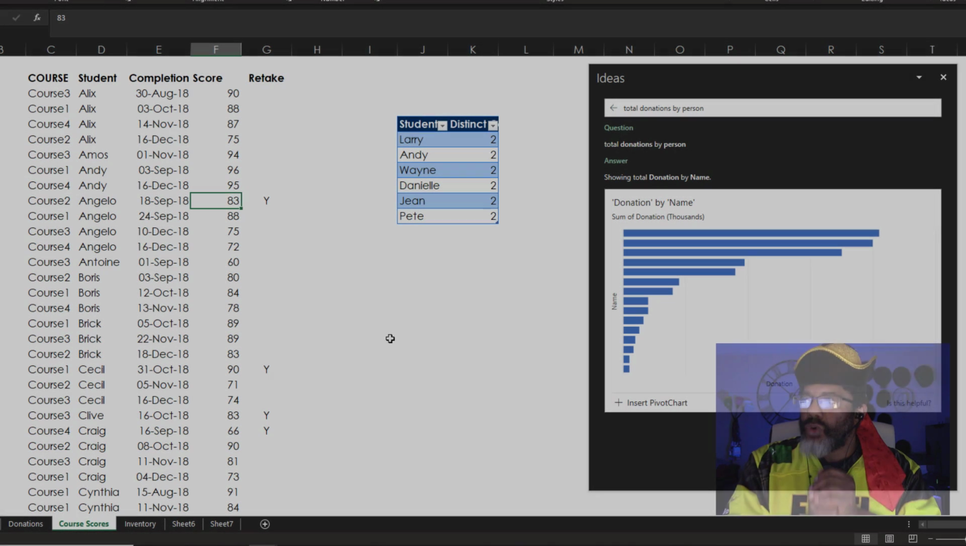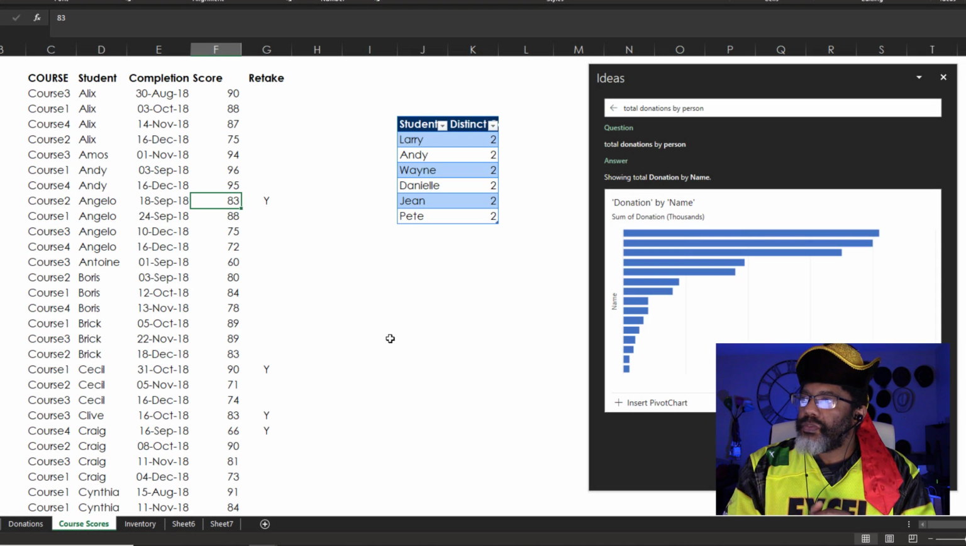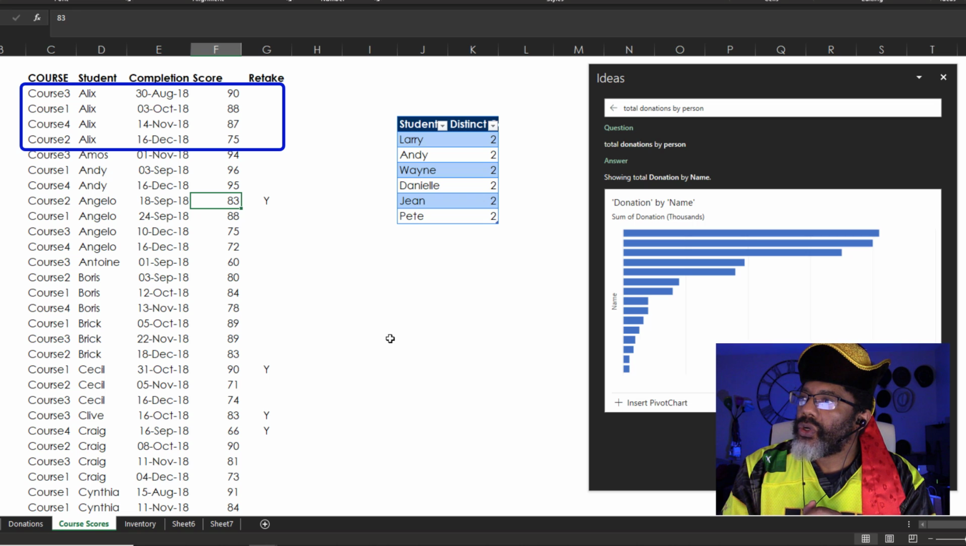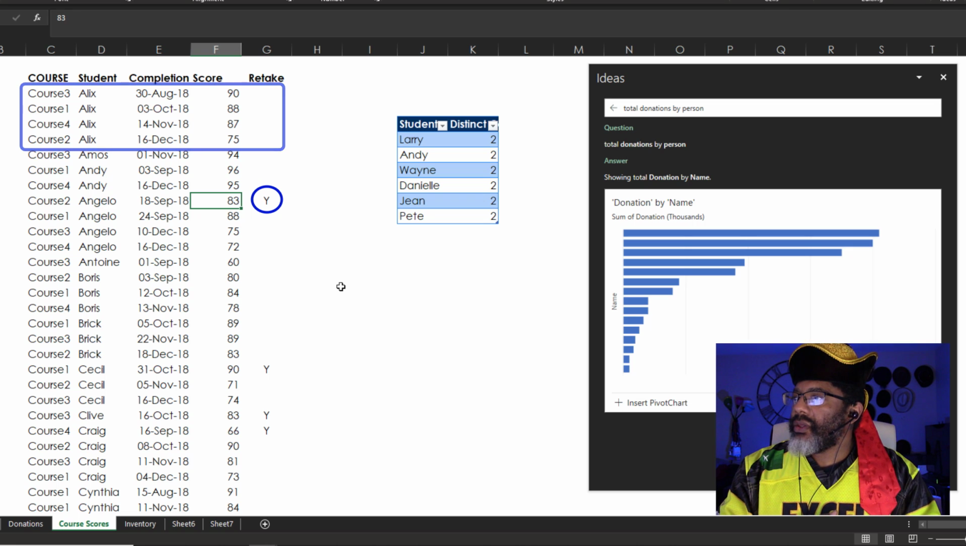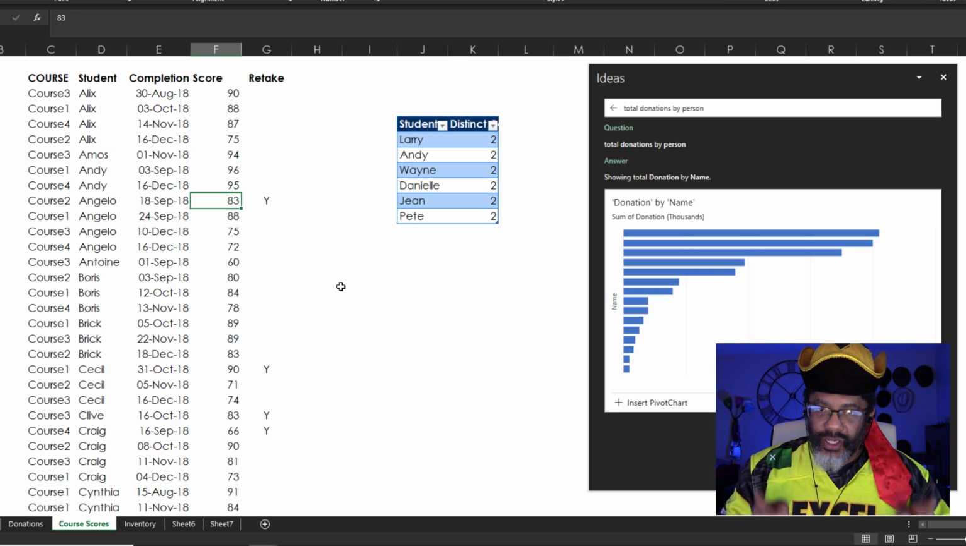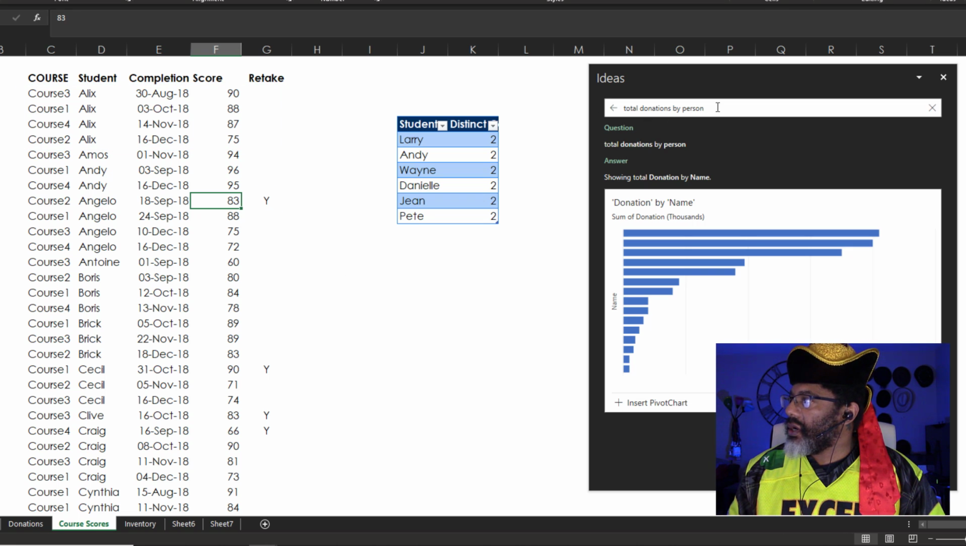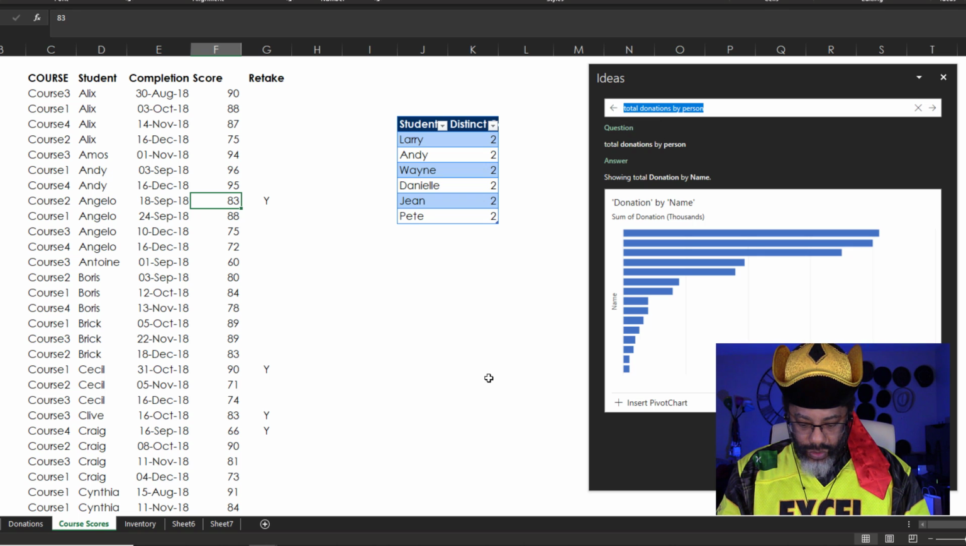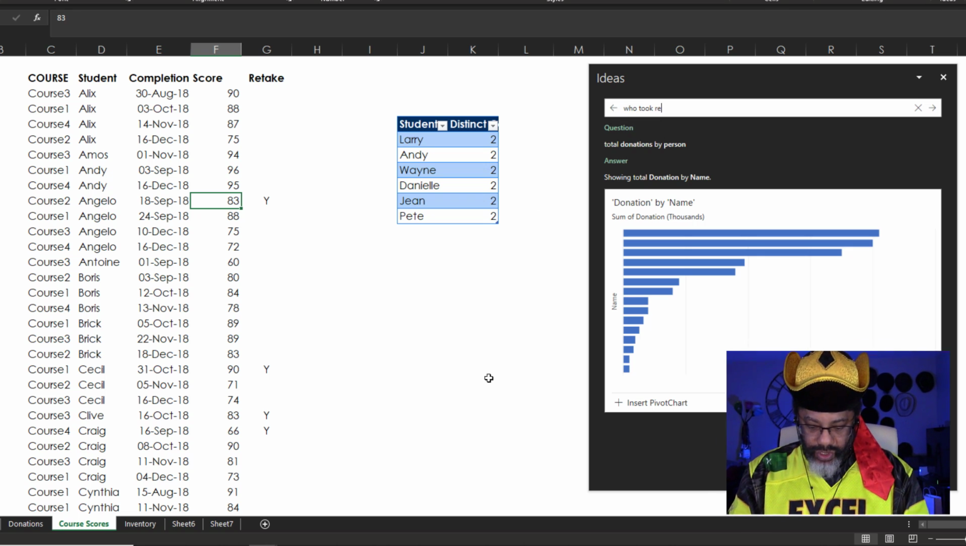Now, here is some course data. We've got all of these people. Alex took courses 1, 2, 3, and 4, took them out of order. None of Alex's courses were retakes, like Angelo's course 2 was a retake. Now, our cursor is in the data set, and I'm going to go over here and ask who took retakes.